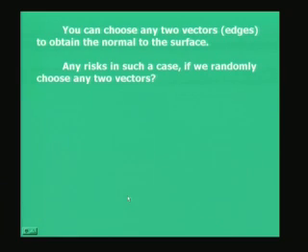Okay. So, you can choose any 2 vectors, typically of edges, to obtain the normal to a surface, you can do that, but there will be a lot of risks. Can you think of any risk in such a case if you randomly choose any 2 vectors?